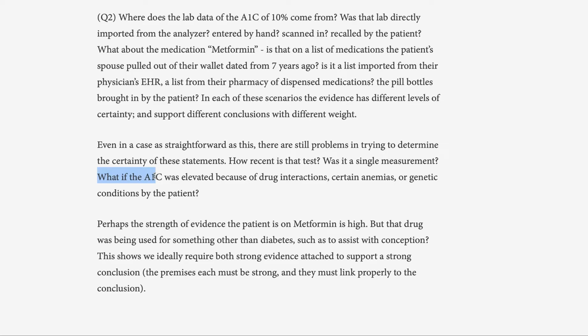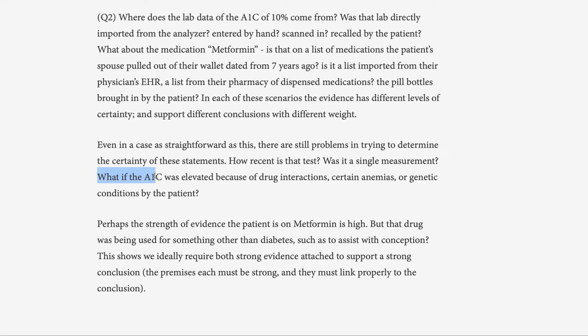Similarly, even if the strength of evidence for a patient being on metformin might be high, we can't directly deduce that the patient has diabetes. For instance, what if the metformin was being used for something other than diabetes, such as to assist with contraception or polycystic ovarian syndrome?